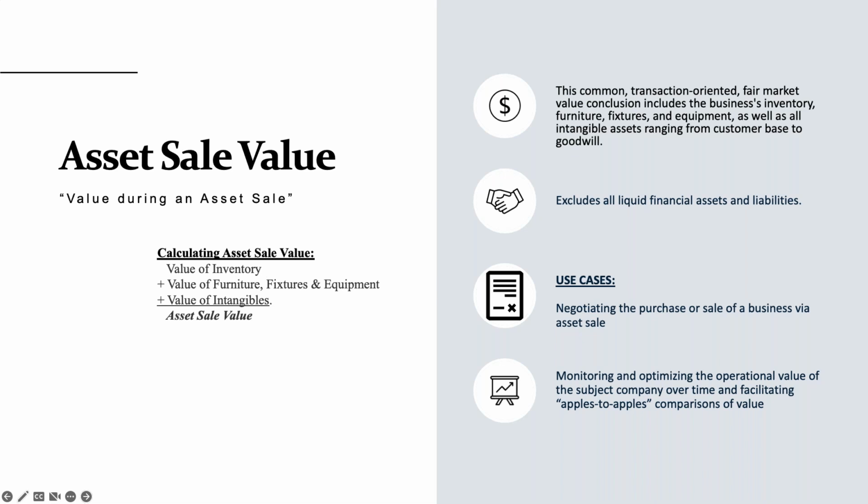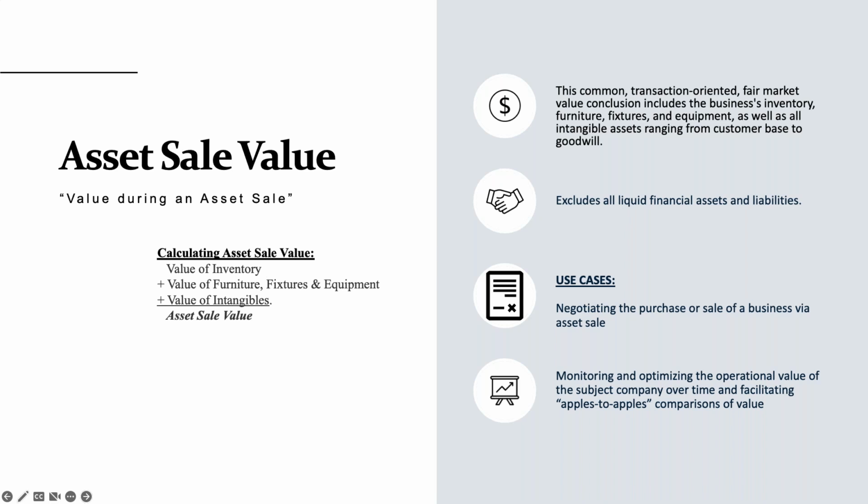But the asset sale value is not going to include cash, accounts receivable, liquid financial assets, or any of the liabilities, as those are going to remain with the seller. So again, typically when we transact under the asset sale, we're going to acquire the hard assets of the company and the intangibles, but we're not going to be purchasing their cash, AR, or taking on any of their liabilities.